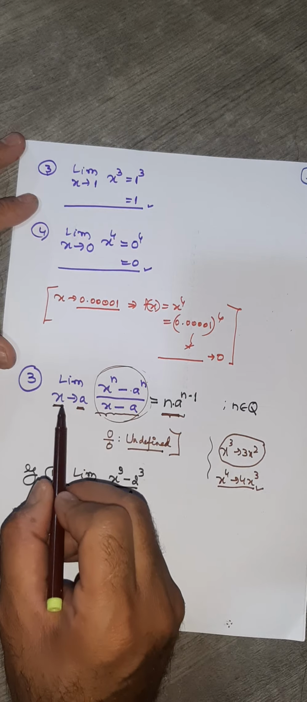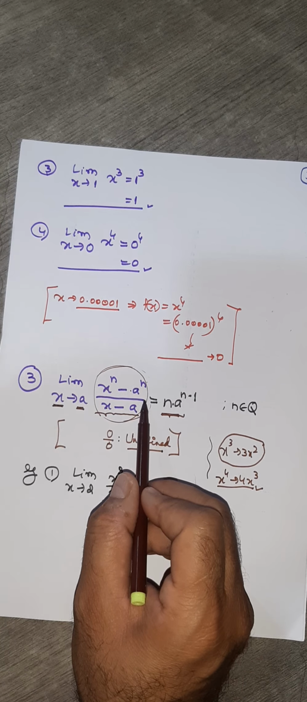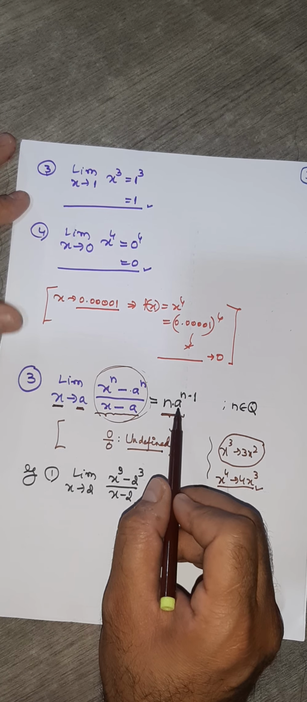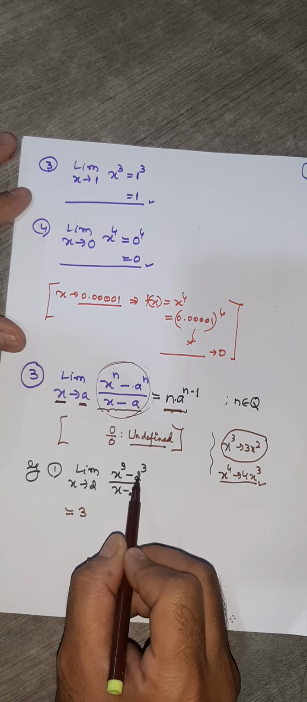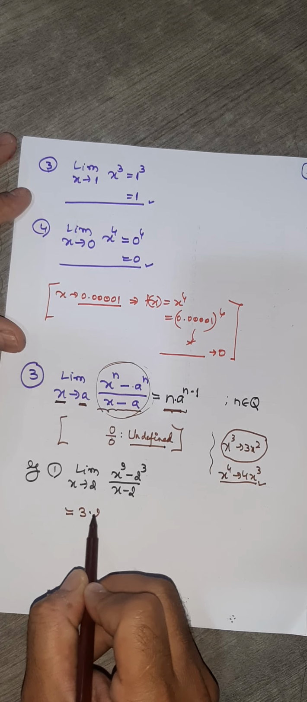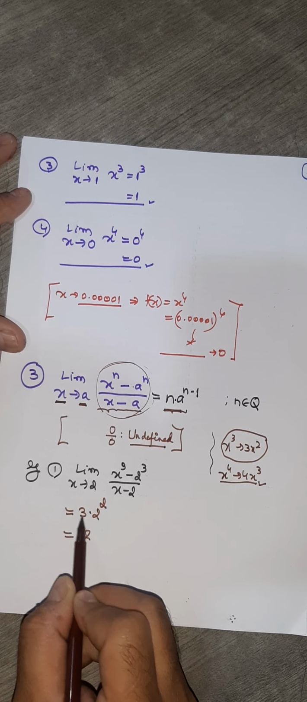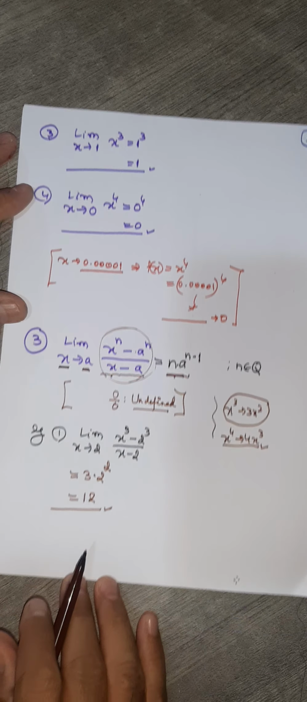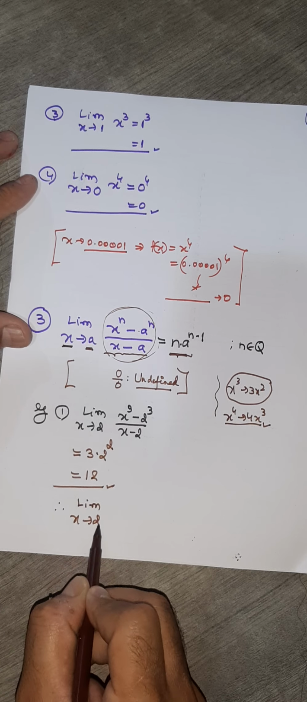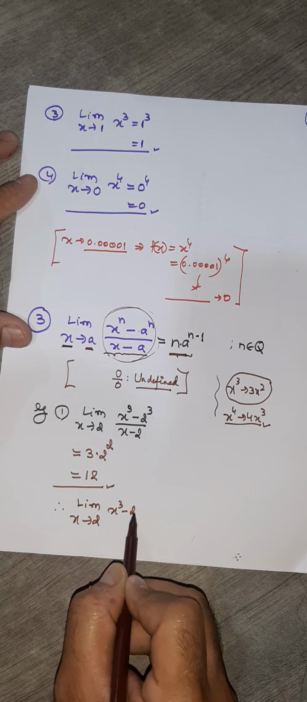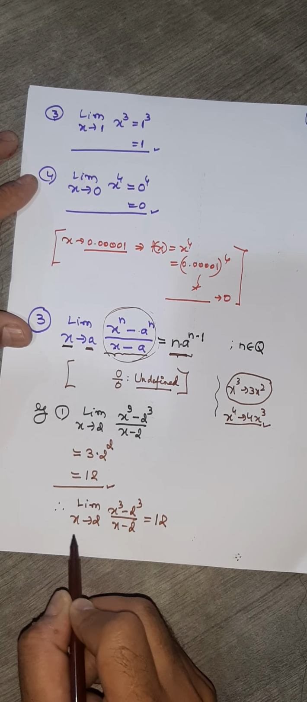What is the concept here? If x is close to a, then this function is close to which number? Here this number is n into a raised to n minus 1. So what will the answer be? This 3 goes into the product and here 1 less power, so 2 raised to 3 minus 1, that is 2. So the answer is 12, 3 into 4 is 12. So what have you concluded here? Limit x tends to 2, x cube minus 2 cube upon x minus 2 equals 12.